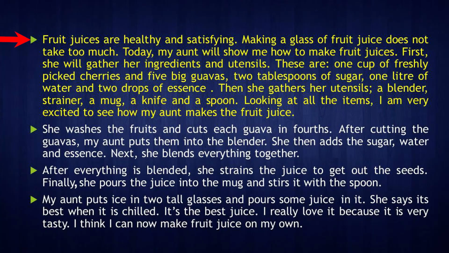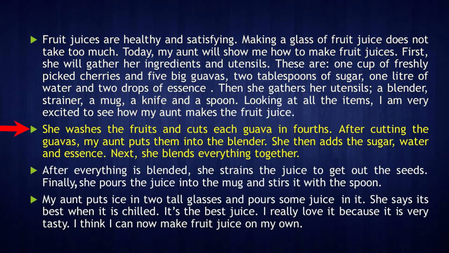Now, let's put the essay together and look at it as a whole. Fruit juices are healthy and satisfying. Making a glass of fruit juice does not take too much. Today, my aunt will show me how to make fruit juices. First, she gathers her ingredients and utensils. These are 1 cup of freshly picked cherries and 5 big guavas, 2 tablespoons of sugar, 1 liter of water, and 2 drops of essence. Then, she gathers her utensils, a blender, strainer, a mug, a knife, and a spoon. Looking at all the items, I'm very excited to see how my aunt makes the fruit juice.